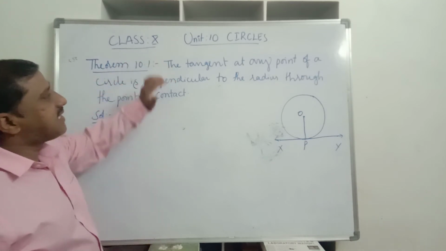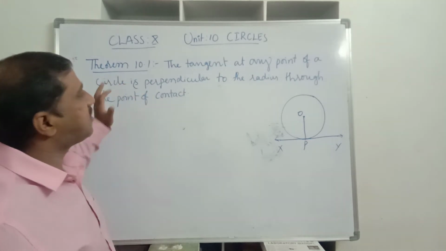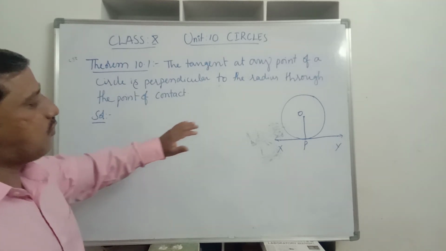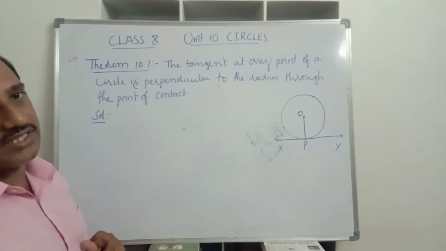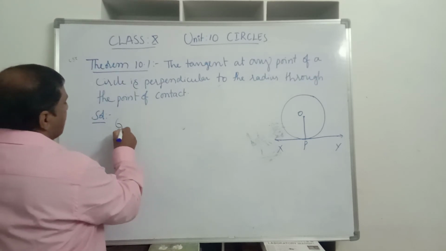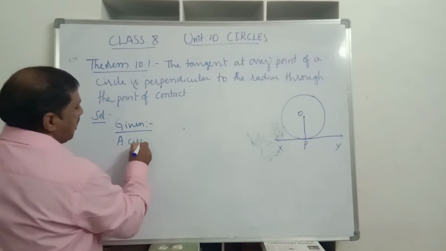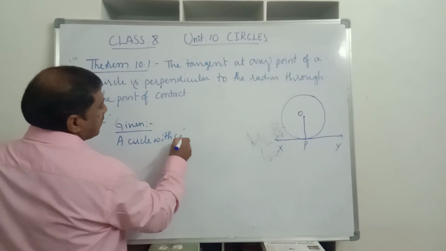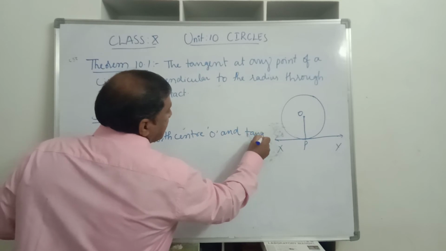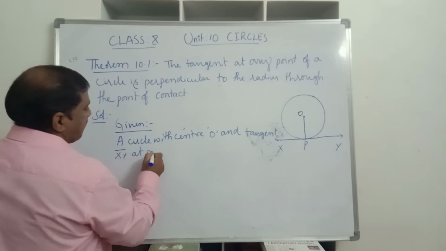So what is given? The tangent at any point of a circle is perpendicular to the radius through the point of contact. So we need to prove that the radius OP is perpendicular to XY. Now see here, what is given? A circle with center O, and a tangent XY at point P.